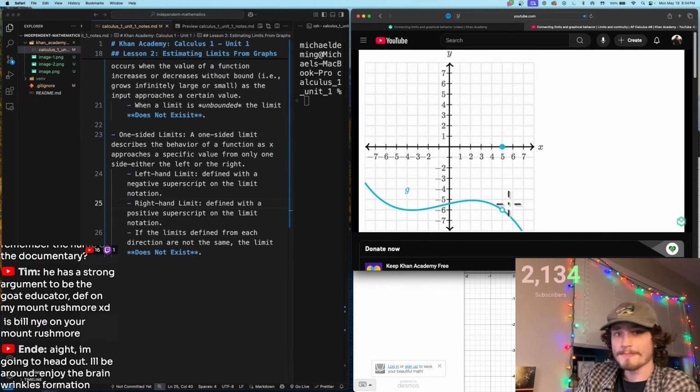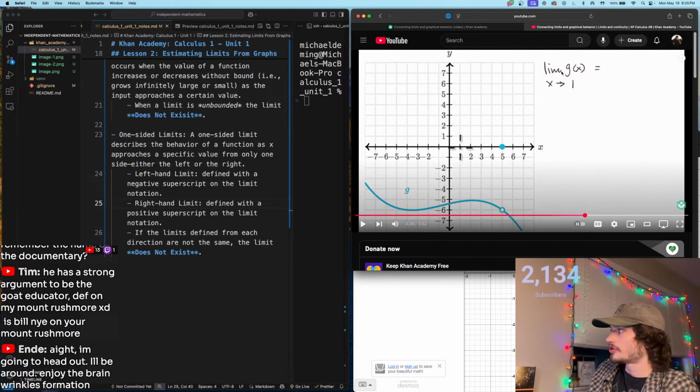Oftentimes x approaches some type of an interesting value. So, for example, x approaches 5. 5 is interesting right over here because we have this point discontinuity. But you could take the limit on an infinite number of points for this function right over here. You could say the limit of g of x as x approaches, not x equals, as x approaches 1. What would that be? Pause the video and try to figure it out.